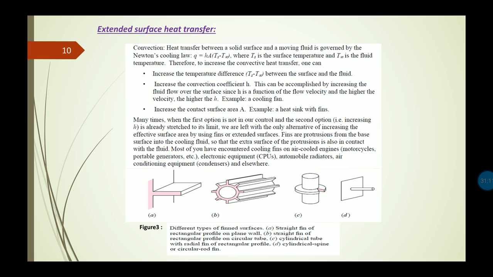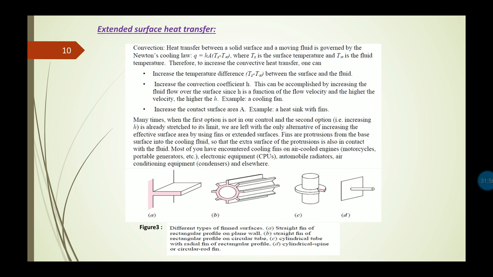So how to do that? To increase the effective surface area, to increase the convective heat transfer, we need to use some extended surface which will be attached to the main object. Those extended surfaces are termed as fins. So by using the fins, we are actually increasing the contact surface area, which is leading to the increase in the convective heat transfer. These fins are the protrusions from the base surface into the cooling fluid, so that the extra surface of the protrusions is also in contact with the fluid.